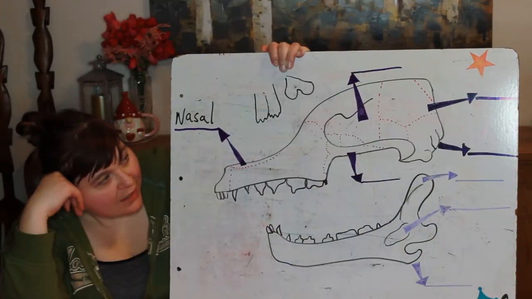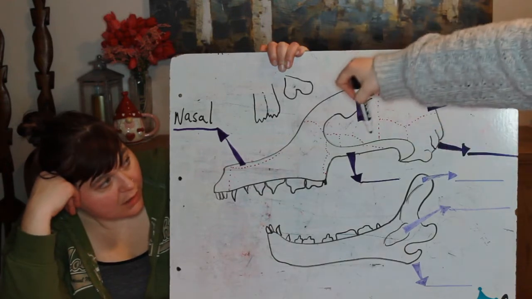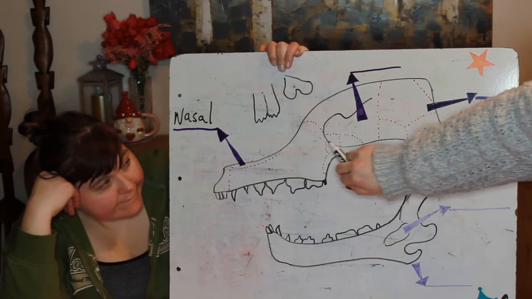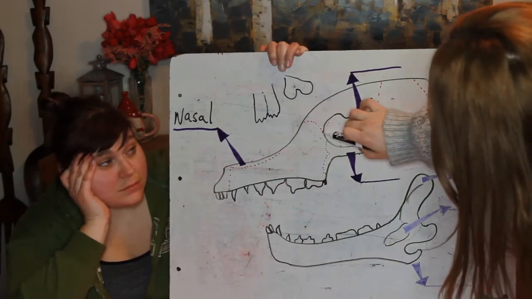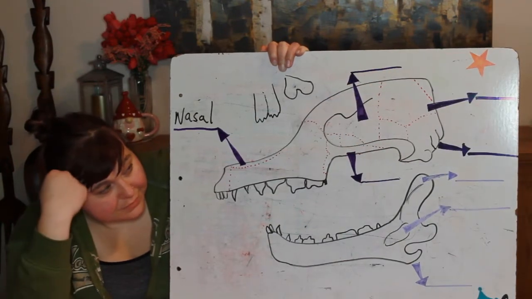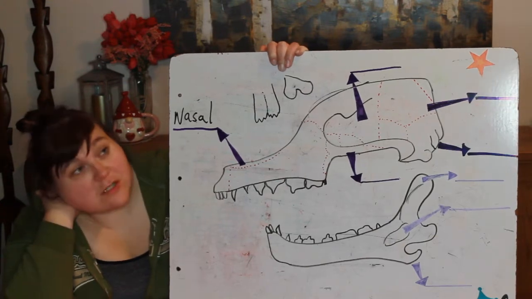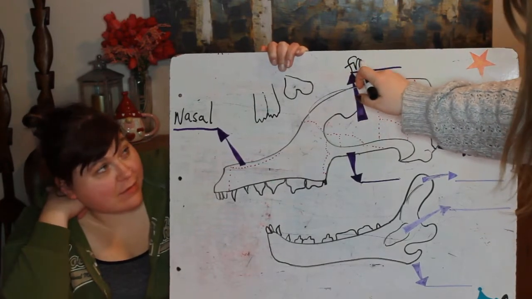All right, the next one is going to be this part right here. So this is a ridge. Do you remember what this was from last week? Orbit. Yes, this whole section right there. The part of the skull that forms the front and upper part of the skull. Frontal bone. Yeah, you got it. I think I remembered that one from last video.